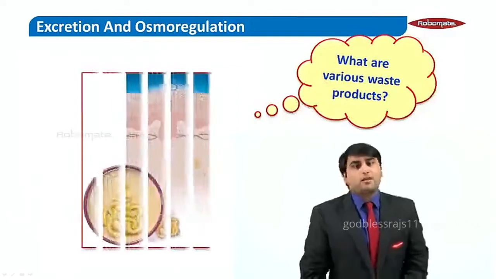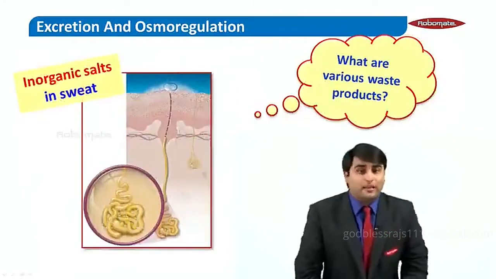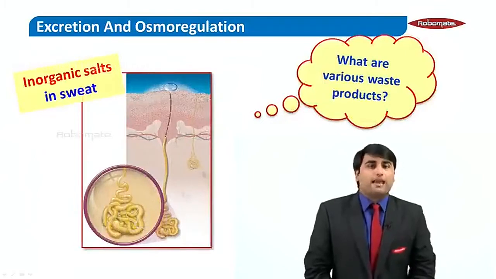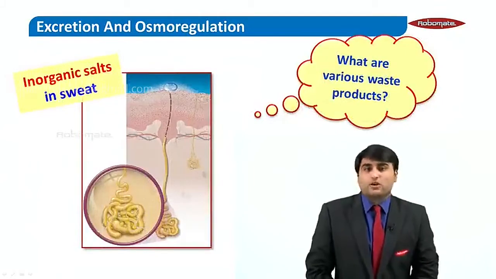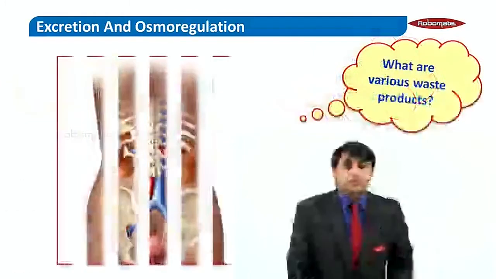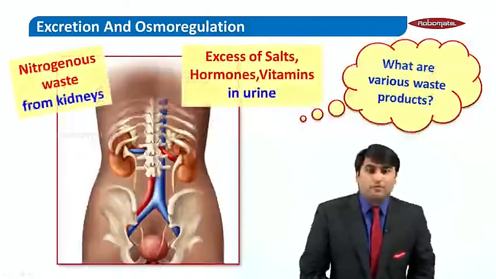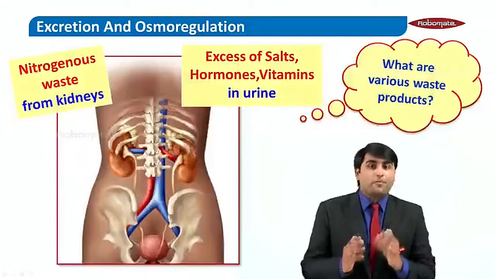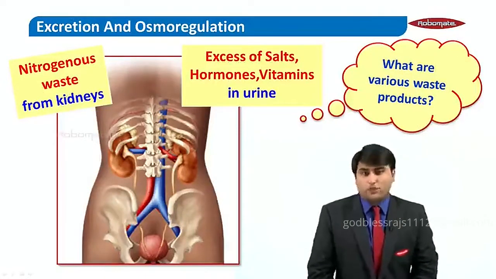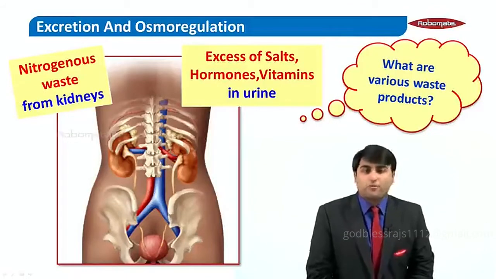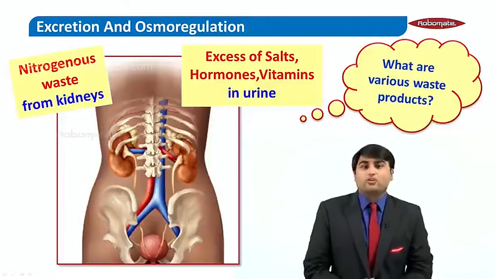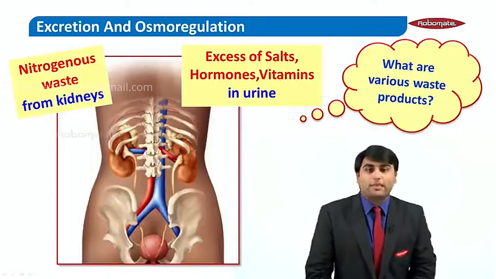Another waste product is secreted from our sweat glands in the form of sweat containing excess inorganic salts. The inorganic salts are the waste products which are excreted by our sweat glands. Another waste product is excreted from the very important organ, the kidney. The kidney excretes excess salts along with excess hormones and vitamins in the urine, and the nitrogenous waste is also excreted from the kidneys.